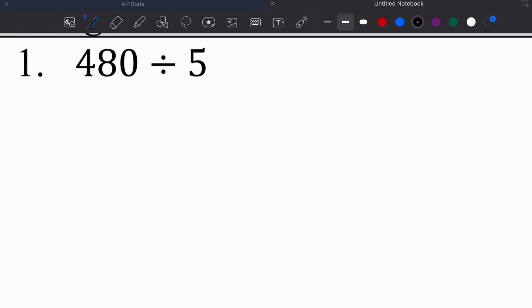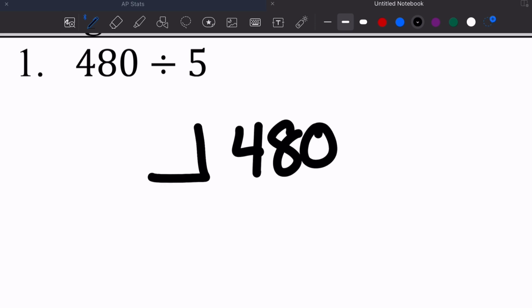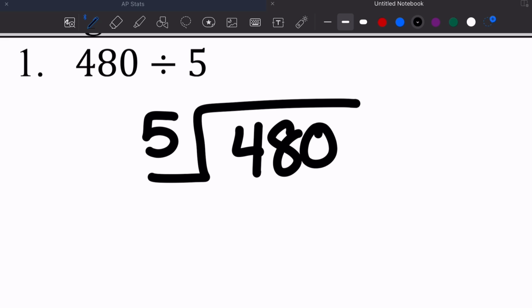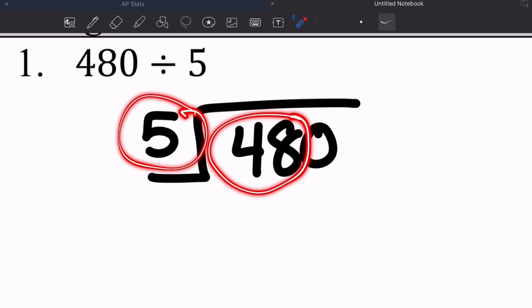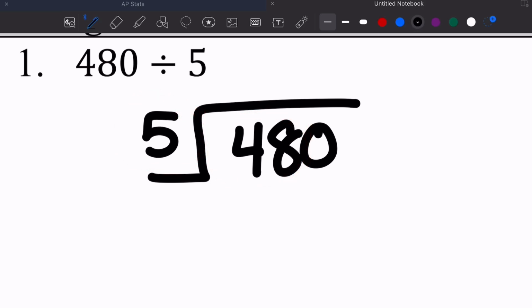So this says 480 divided by 5. So we have 480 divided by 5. And let me change the size of that, it's kind of large. So what we're going to do first is we're going to see, can 5 go into 4? Nope. So then we check the next one. Can 5 go into 48? Yes. 5 can go into 48 9 times.